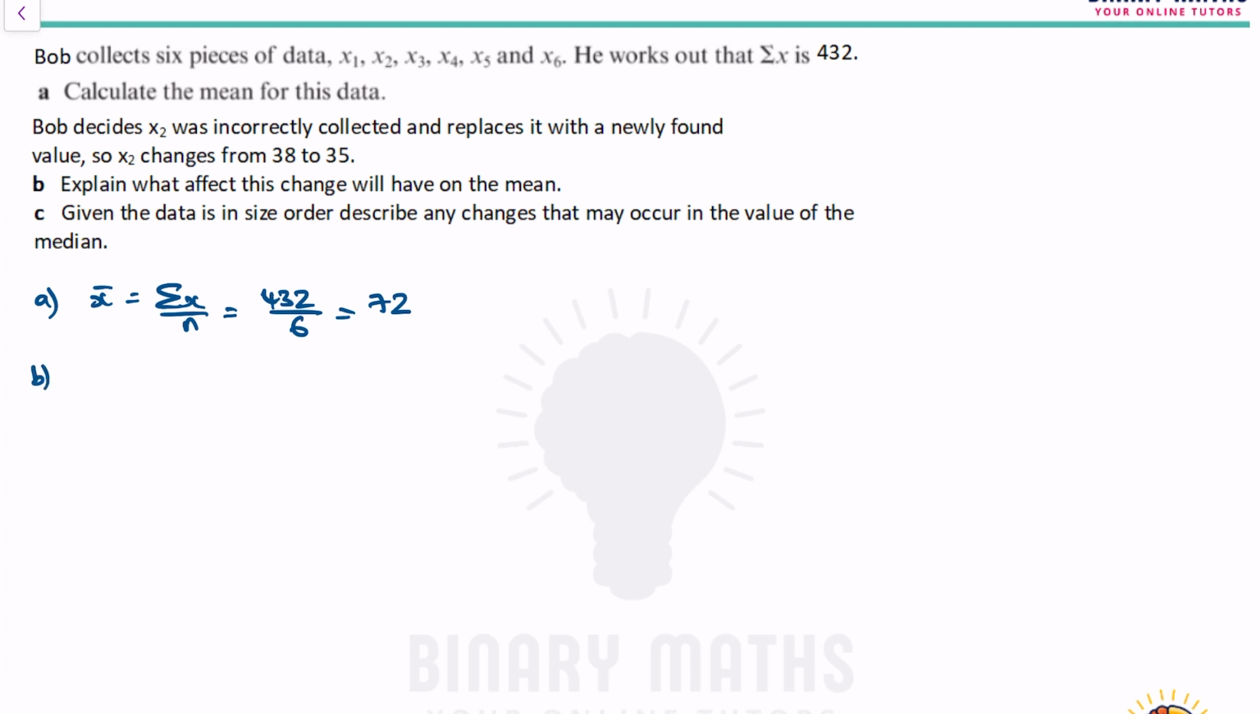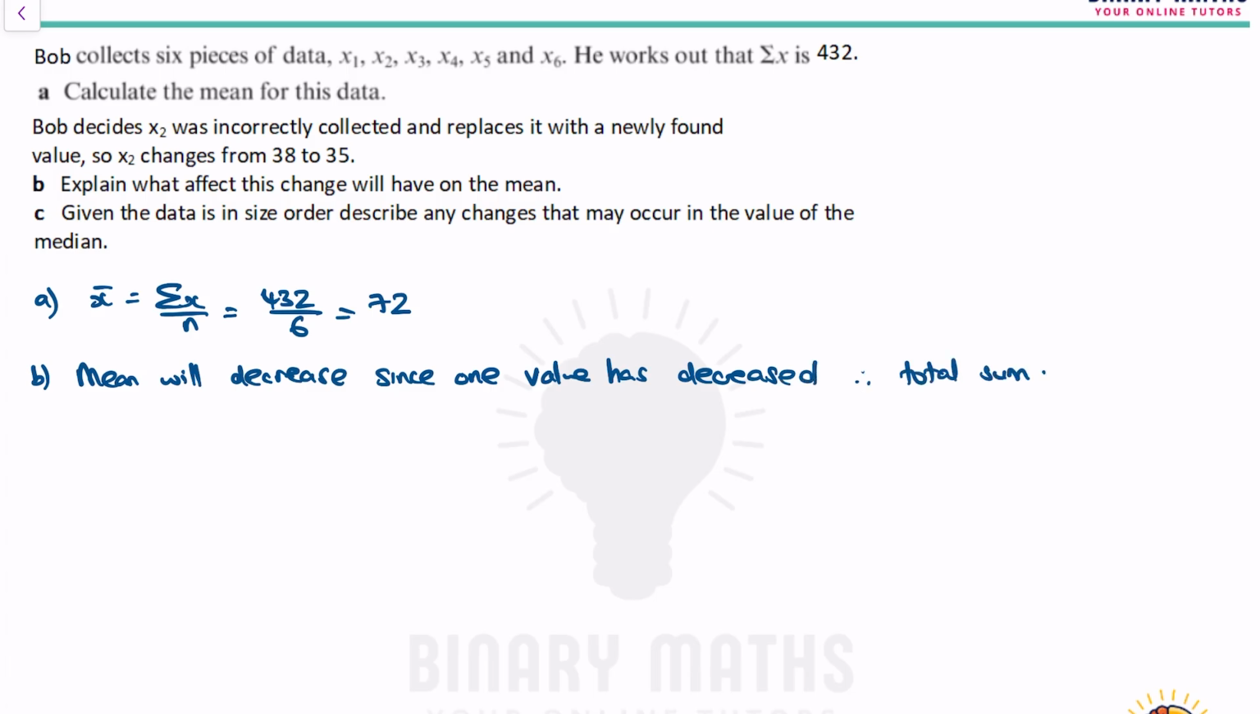B. Bob decides x2 was incorrectly collected and replaces it with a newly found value, so x2 changes from 38 to 35. Explain what effect this change will have on the mean. And because the number has decreased, then mean will decrease as well. So mean will decrease since one value has decreased, therefore total sum will also decrease.